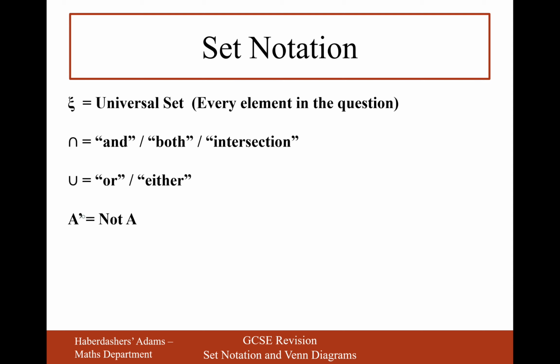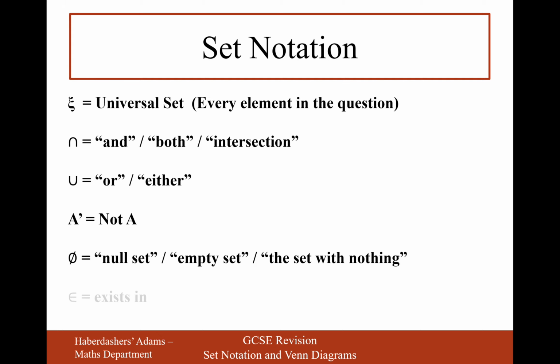A with a dash: if you have a set A, what A with a dash means is everything that's not in that set. So everything that's outside the Venn diagram, maybe it's in set B, but as long as it's not in A, you're absolutely fine. And if you ever see a circle with a line through it, that means absolutely nothing. Not even zero, absolutely nothing. The empty set, or the set with nothing in it.